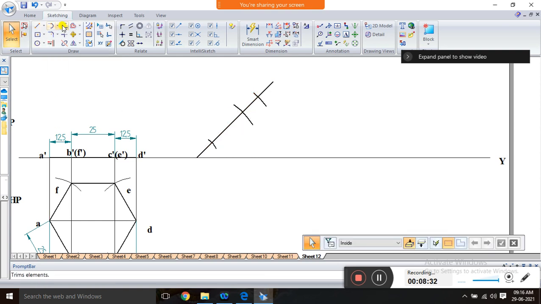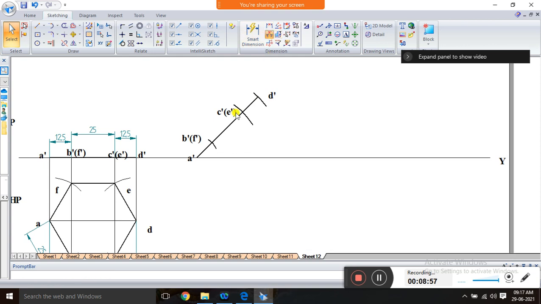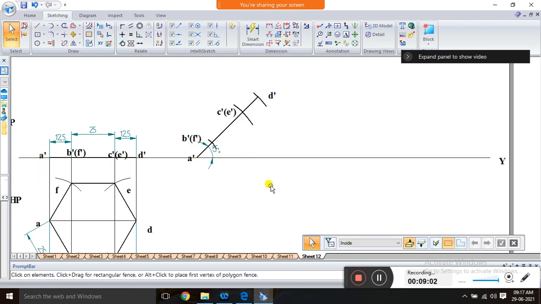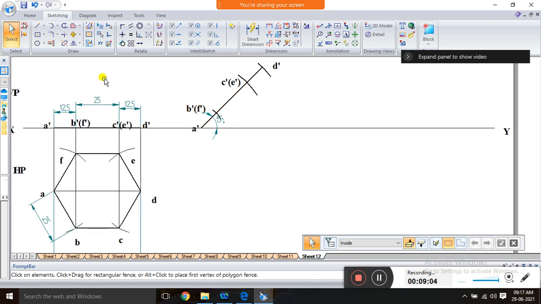So like this you have to mark on the 45 degree line. The first point we can call A dash, the second point B dash of F dash, the third point C dash of E dash, and finally this one is D dash. Like this you have to name it, and also write that this inclination is 45 degree. Okay, so we got the second position front view.